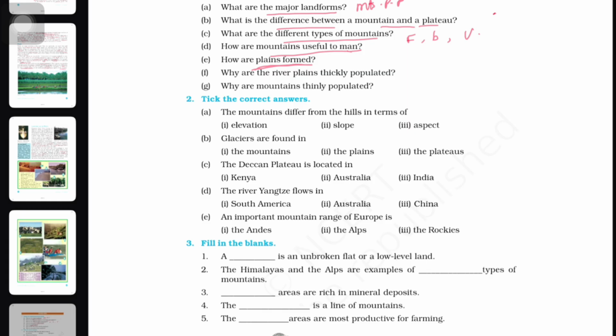Okay. Then why are the river plains thickly populated? They are thickly populated because they are suitable for human habitation, and flat lands are useful for building houses and cultivation of crops, and also they have fertile soil for the cultivation and survival of human beings. Okay. Next one is, why are mountains thinly populated? Mountains are thinly populated because life in mountains is quite difficult due to the harsh climate, and there is difficulty in growing crops and building houses and roads. That's why it is thinly populated.